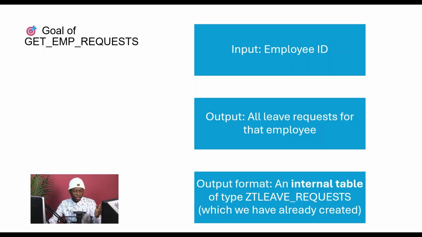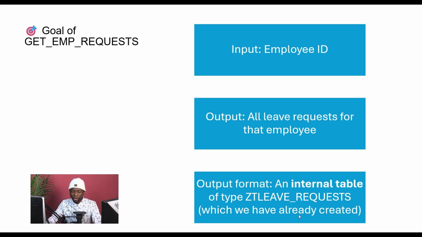Now we proceed to the get employee request. And what is the goal? The goal is that it will get all the employee requests. The input will be the employee ID, and the output will be all leave requests for that particular employee. The output format is going to be an internal table of type ZT leave request. Since we want to output a table, the output format is an internal table. You can create an internal table using SE11. This I've already done, so now let's proceed.